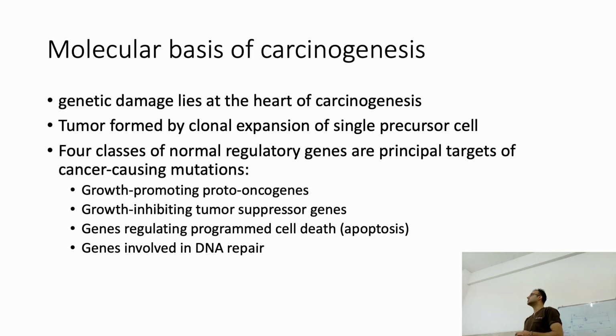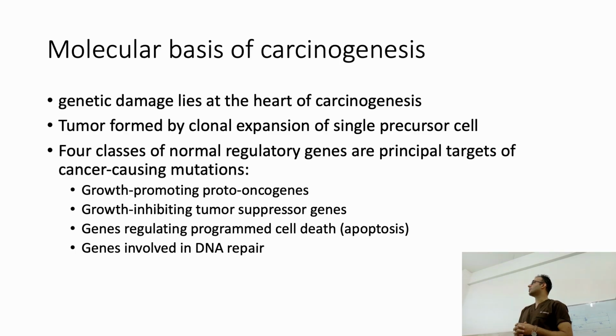And now, diving more into the molecular basis, I'll discuss more about the genetic and epigenetic changes in carcinogenesis. So genetic damage lies at the heart of carcinogenesis. This is the start. The tumor is formed by clonal expansion of a single precursor. The single precursor cell will proliferate rapidly and will form a tumor.